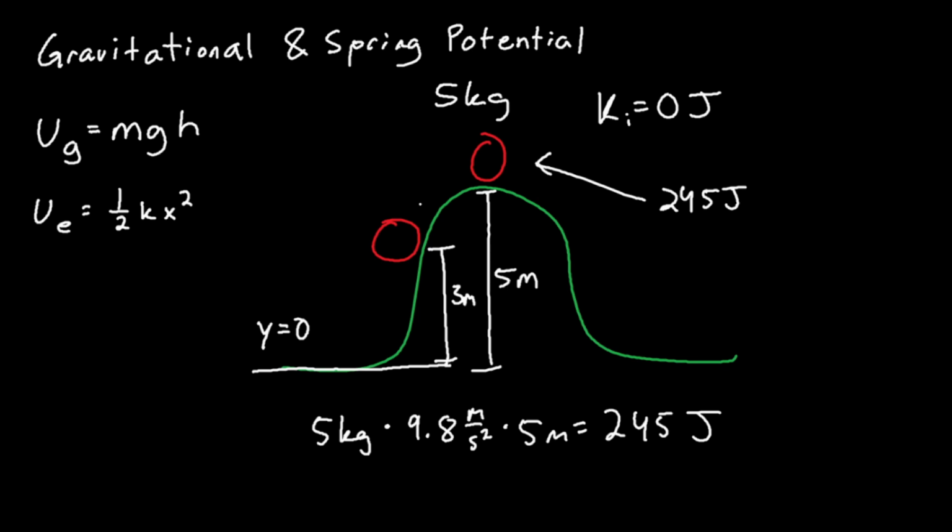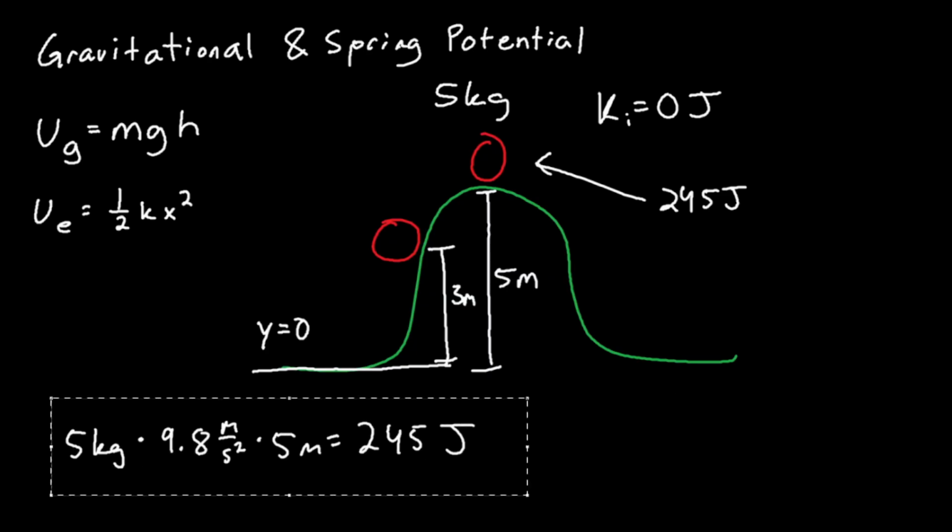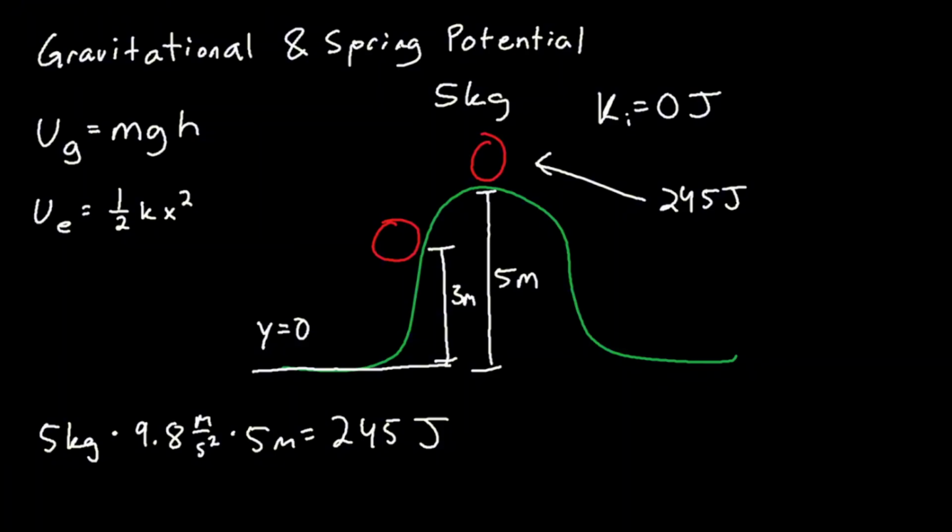But what if this ball was 3 meters high? Well, this is where the law of conservation of energy comes in. Your total energy from the very beginning was 245 joules, correct? But let's say you want to calculate your gravitational potential energy of the ball here at 3 meters high.